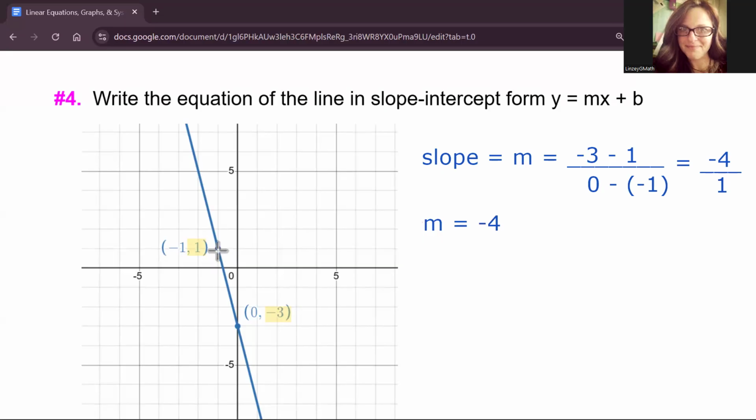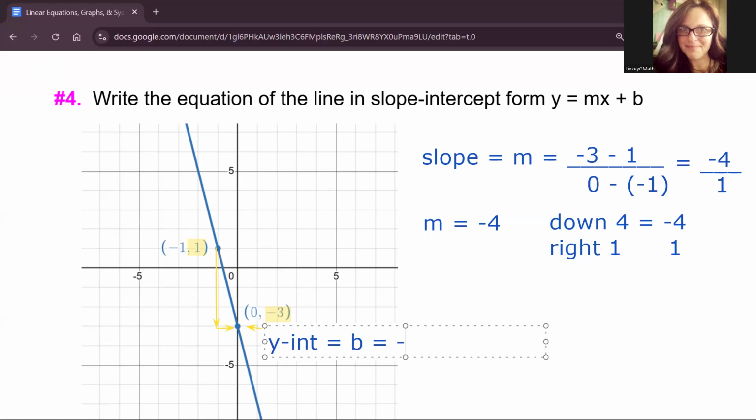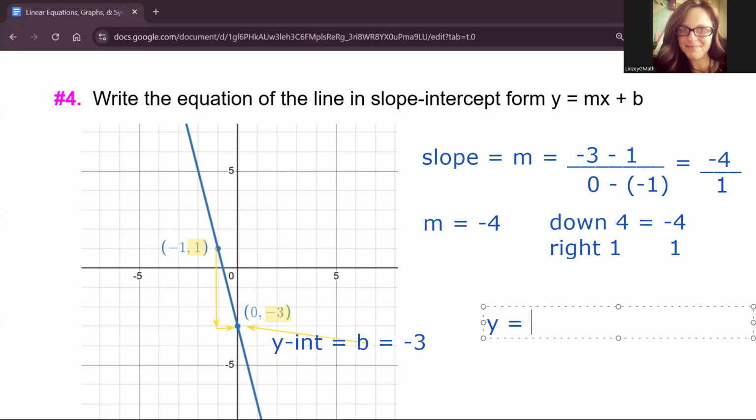You could also count, let's see, down 4 and to the right 1. Down 4 is -4, right 1 is +1. So you could find it using the graph as well. And once again, they gave us the y-intercept. The y-intercept is b, and that is -3. So we can write our equation, y equals -4x plus -3, and there is our equation of this line. Moving on.